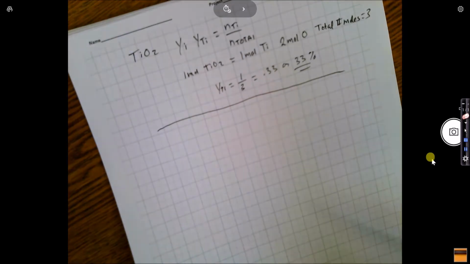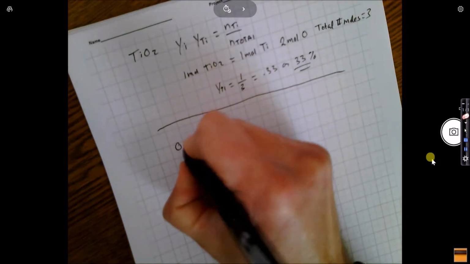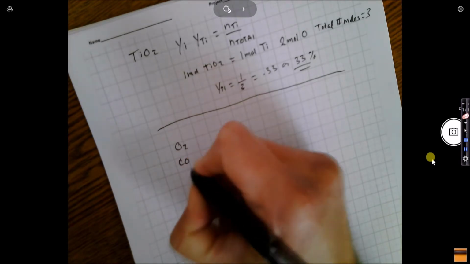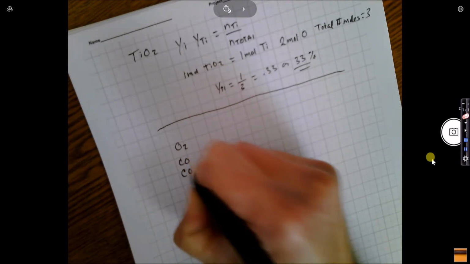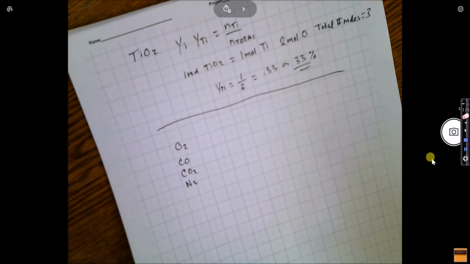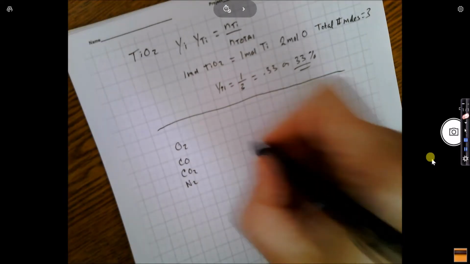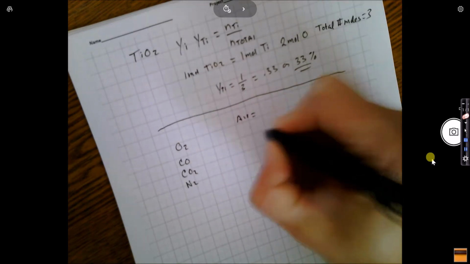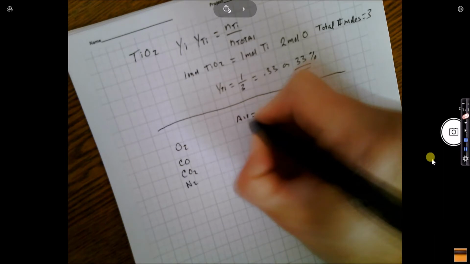in combustion gas, we probably get some O2, and we probably have some carbon monoxide. We probably have some carbon dioxide, and we potentially have some nitrogen. And we'll talk a little bit more about nitrogen and air. In general, in this class, we say that air is 79% nitrogen. Hopefully you can read air.